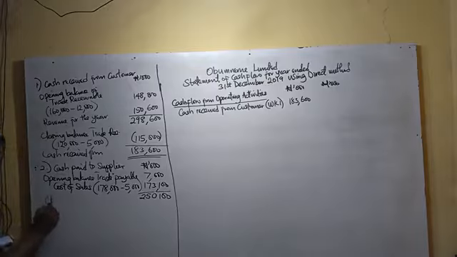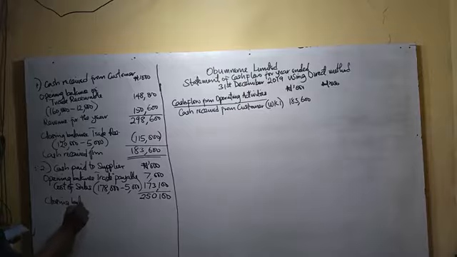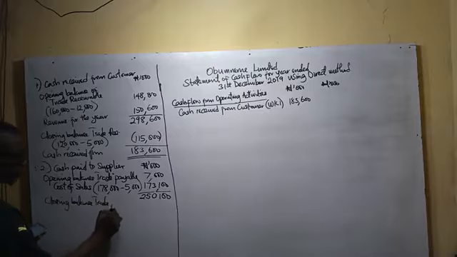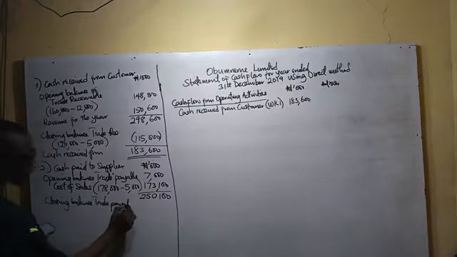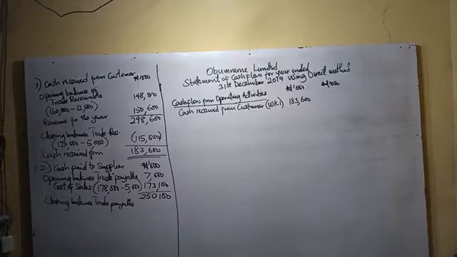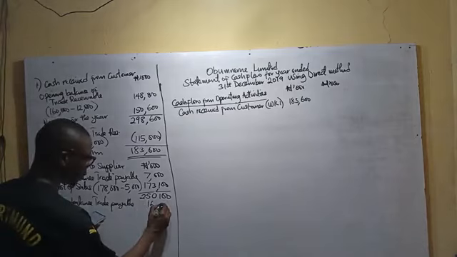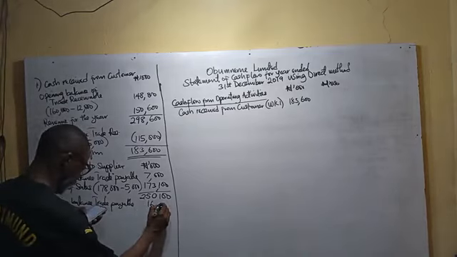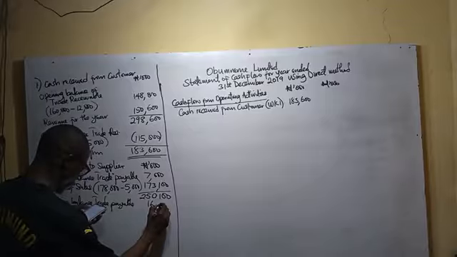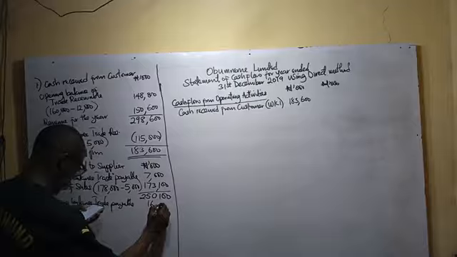So let's go to the closing balance of your trade receivables, of your trade payables rather. So what's your closing balance now? It is in your statement of profit or loss account. Your closing balance, I think it's 16,000, of your trade payables and other payables.